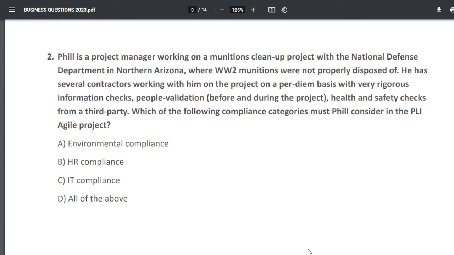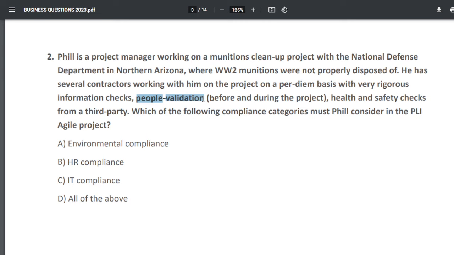Now hit the button if you need more time, but here's the rationale. This spells out a number of things. First of all, there's environmental concerns, obviously, because we're talking about munitions not properly disposed of. This is common sense, right? The second one says HR compliance. Well, it says people validation.